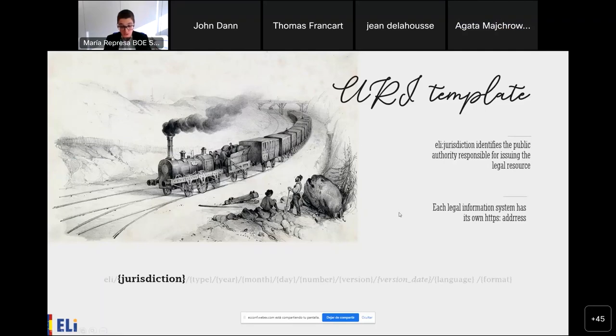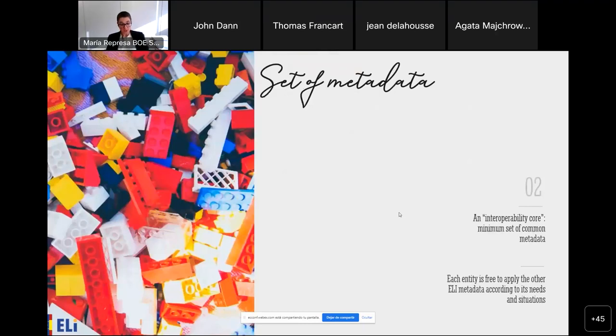So the second highlight of the specification, and I like that John refers to the legal because I had this picture for this slide.